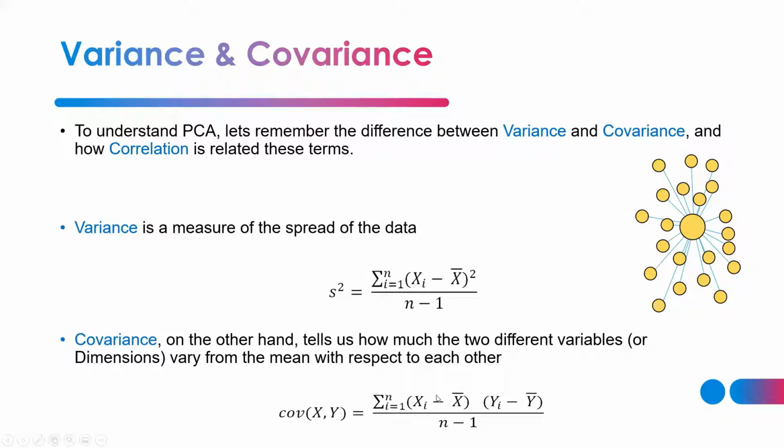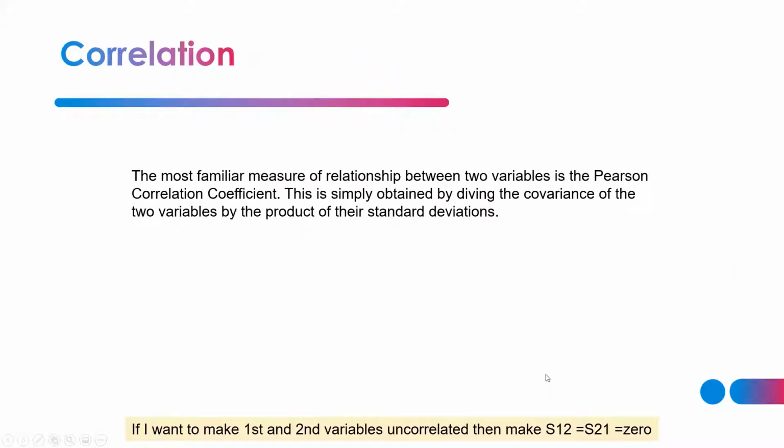In the case where x and y are completely replicas of each other, the covariance turns into what? The variance, because this will be x sub i minus x bar times x sub i minus x bar, so that will be squared, and that's the definition of the variance. Moving forward, we now know that there is a measure called variance, and between two variables, it becomes covariance.